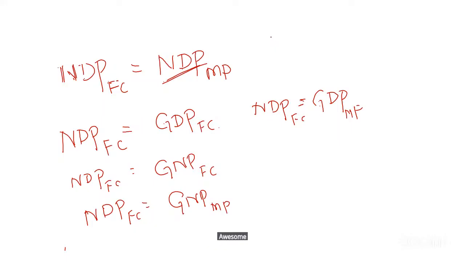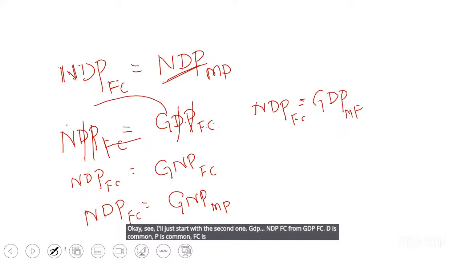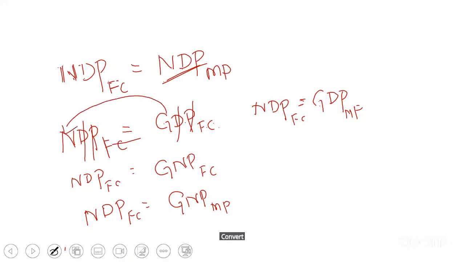Okay, I'll just start with the second one. NDPFC from GDPFC. D is common, P is common, FC is common. You just have to convert gross into net. How do you do it? GDPFC minus depreciation. Very good. Like this, you have to calculate for the rest, three more.